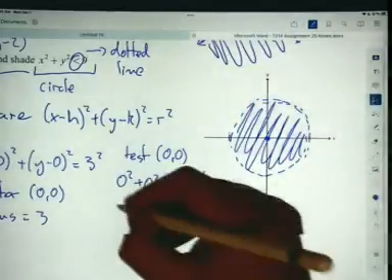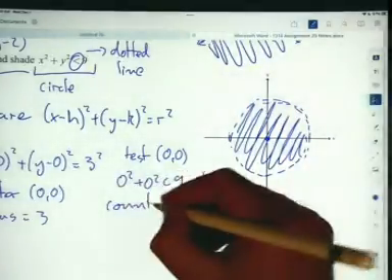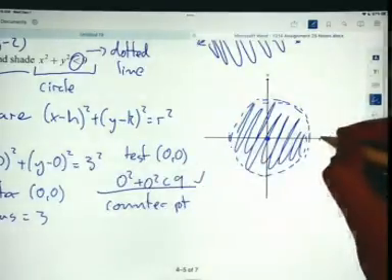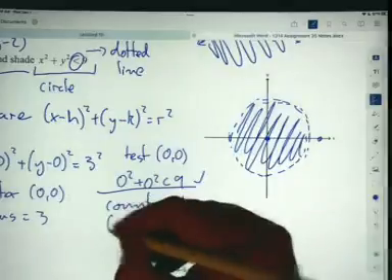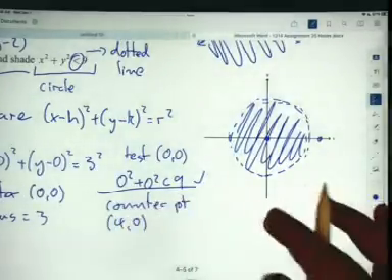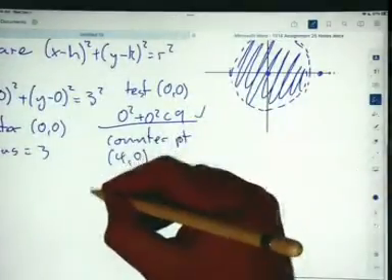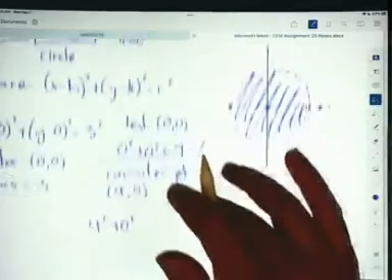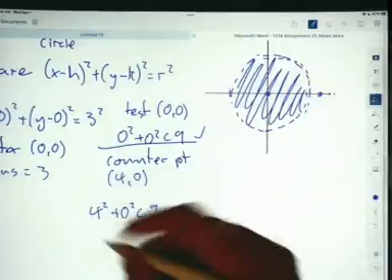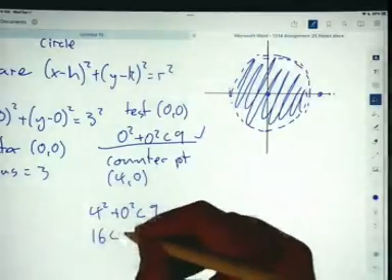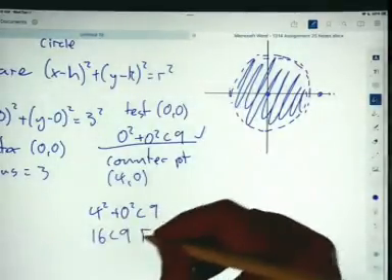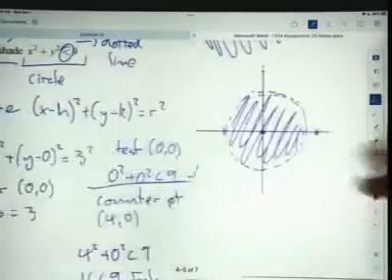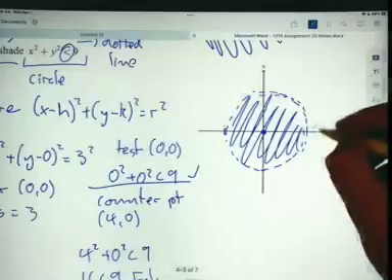If you want a counterpoint, a counterpoint would be maybe (4, 0). So then you have 4 squared plus 0 squared less than 9. Is 16 less than 9? No, that's false. So that's why you're not shading on the outside. Does that make sense?